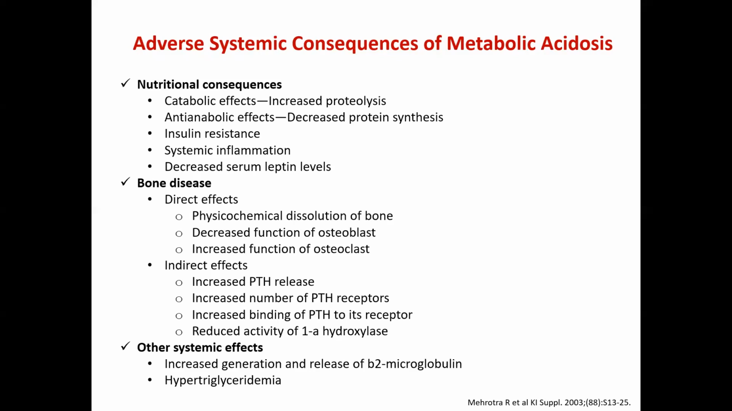There are some nutritional consequences, such as catabolic effects, anti-anabolic effects, insulin resistance, and systemic inflammation. We've known for a long time that these patients are more likely to develop bone disease, and that is because of buffering of the acid that takes place at the bone, where bicarbonate is leached out, as well as calcium, because these bones become weaker. There's some indirect effect related to PTH and decreased activity of 1-alpha hydroxylation. And there are some systemic effects, such as increased generation and release of beta-2 microglobulin and hypertriglyceridemia. So there are some harmful consequences of metabolic acidosis.